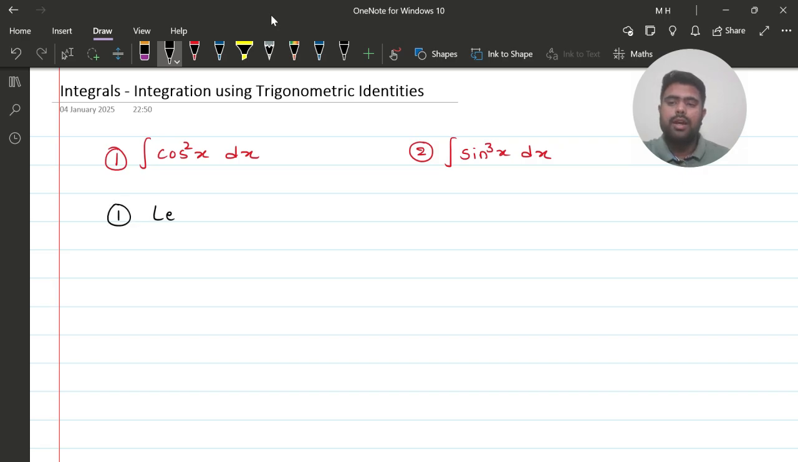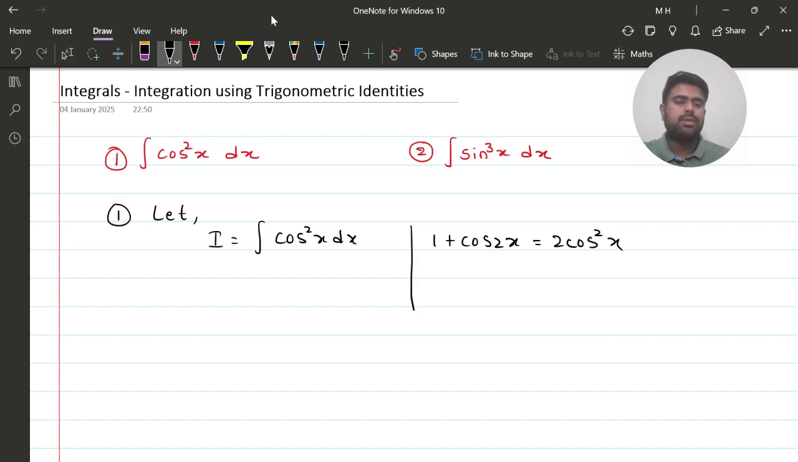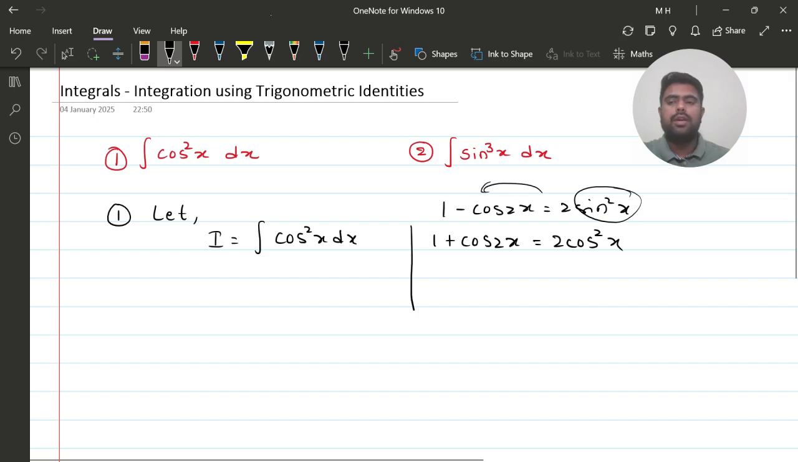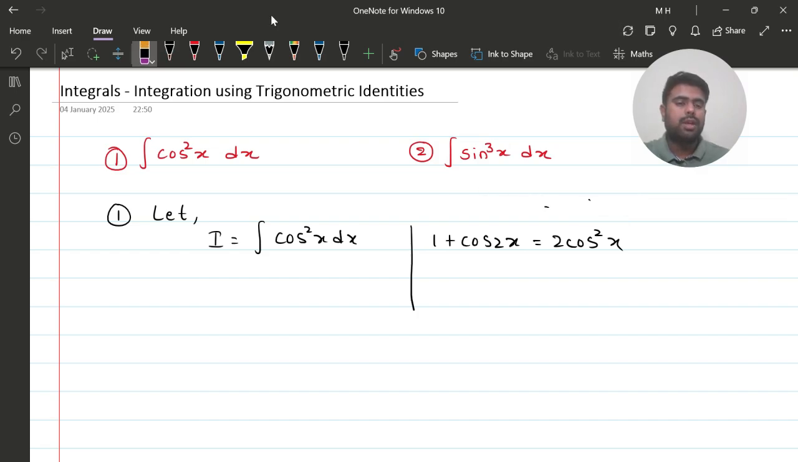Let I be equal to the integral of cos square x dx. Now, this is not rough work, I am just writing down the result. I know that 1 plus cos 2x is 2 cos square x. And remember these two results are very important. One is 1 minus cos 2x is 2 sin square x. This will help you to reduce sin square x in terms of cos x. Since sin square is quadratic, it will help you make it linear. Similarly, the other result will help you reduce cos square to linear, that is, in terms of cos.